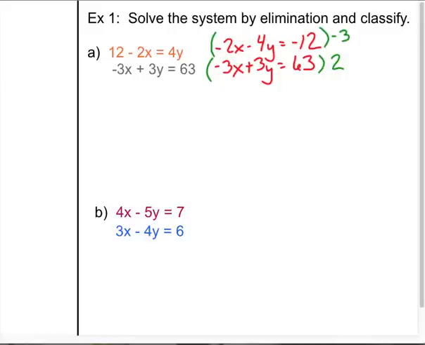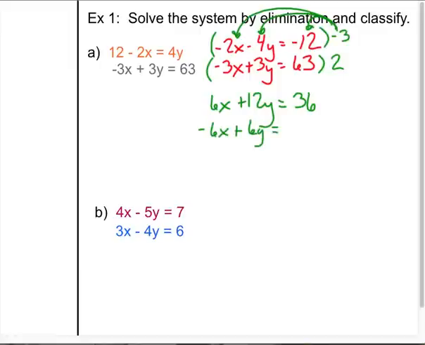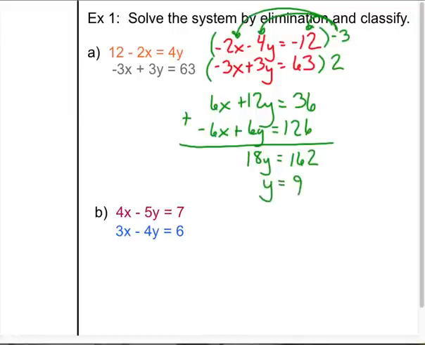So let's see what happens when I distribute my negative 3. I get a positive 6x plus 12y equals 36. Distributing my 2 in the bottom equation, I get a negative 6x plus 6y equals 126. So looking at my x's, they now have opposite coefficients. So I'm going to add my equations together. X variables cancel. 12 plus 6 gives me 18y equals 162. Dividing both sides by 18, I get y equals 9.